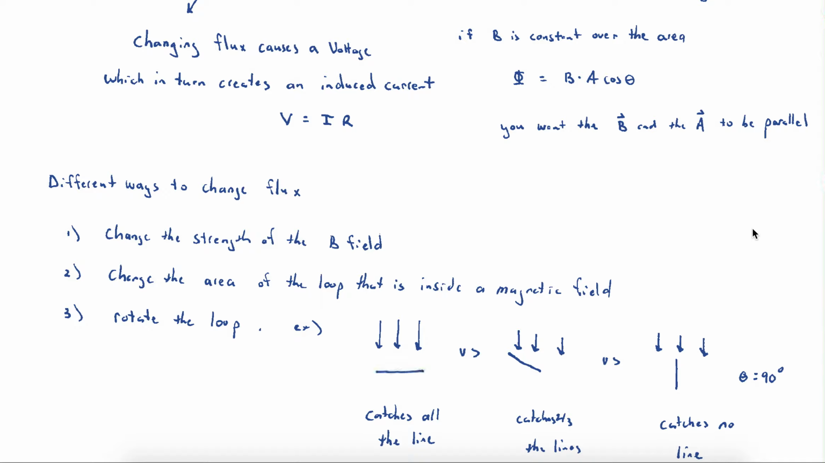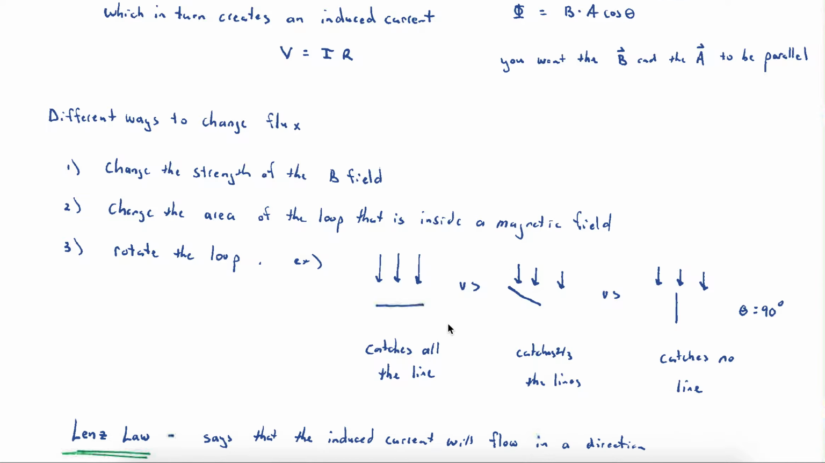Or you can even rotate a loop through the field. It's kind of like rain. If the rain is falling down and you have your board or your loop totally in line with the rain, then all the rain goes through it. If you tilt it, you don't get as much rain, and if you put it all the way, you don't catch any of the field lines, you don't catch any rain. So rotating the loop would also change the number of field lines, which is changing the flux.